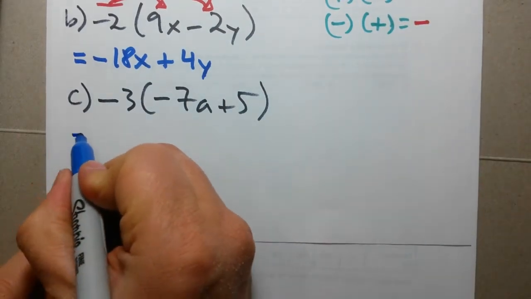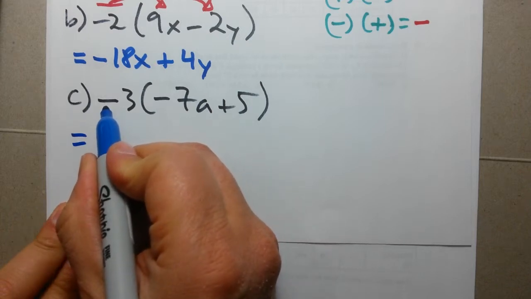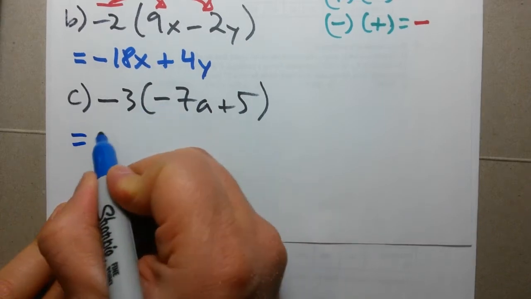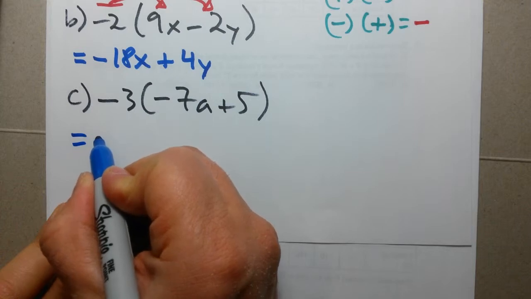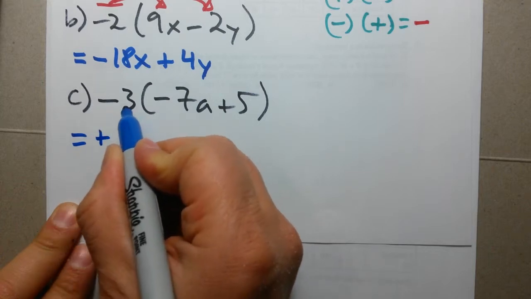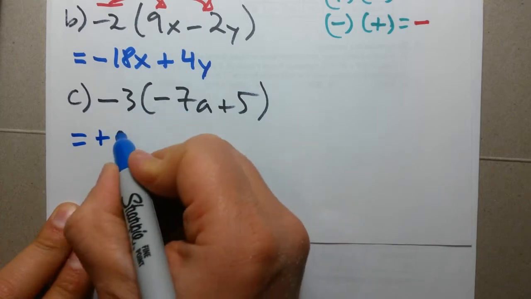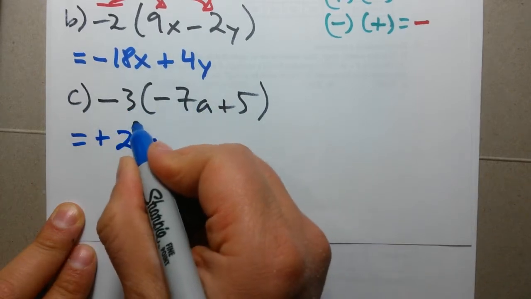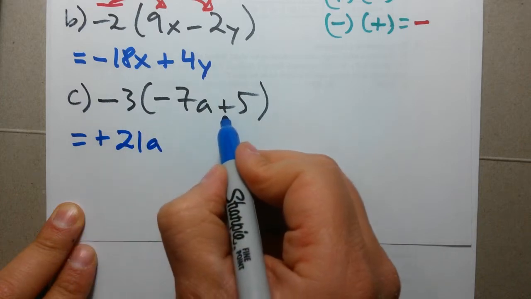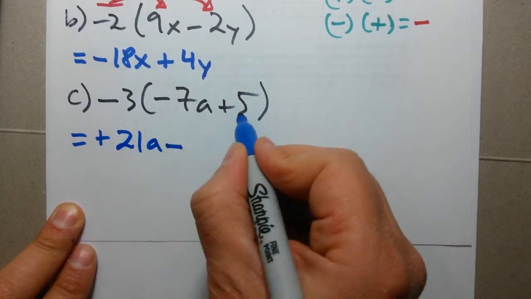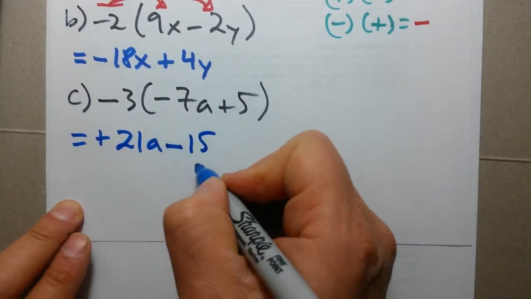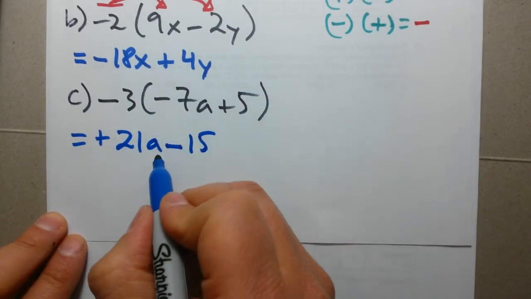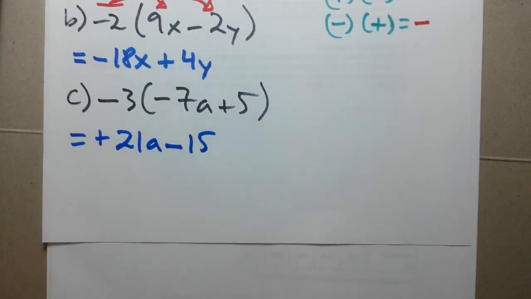So once again, you take care of the signs first. Negative times negative, positive. We don't need to write it. I'll write it down for now. 3 times 7, 21a. Right? 3 times 7a gives you 21a. Negative times positive gives you negative. 3 times 5, 15. Can we further simplify this? I'll leave it up to you to figure that out.